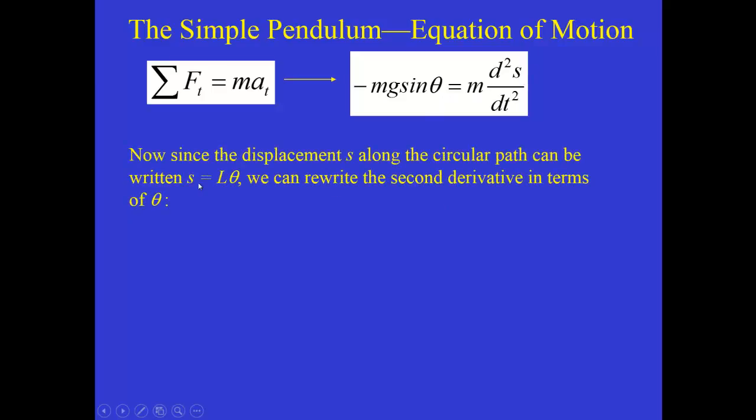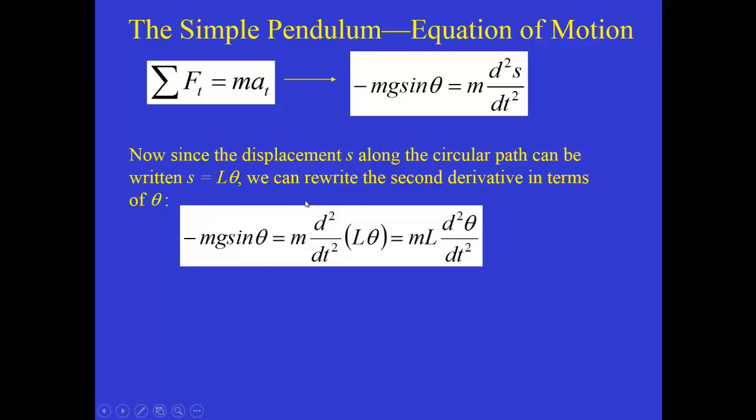Remember that s is equal to L theta, and so when we take the derivative with respect to time of this equation, L doesn't change. So the first derivative would be ds dt is L d theta dt, and d squared s dt squared is equal to L times d squared theta dt squared. So we can make that substitution if we just let s equal L theta, take that second derivative, as I said a minute ago, what we get is mL d squared theta dt squared.